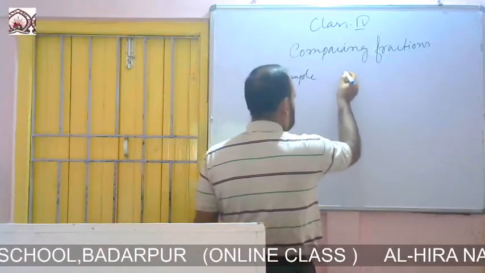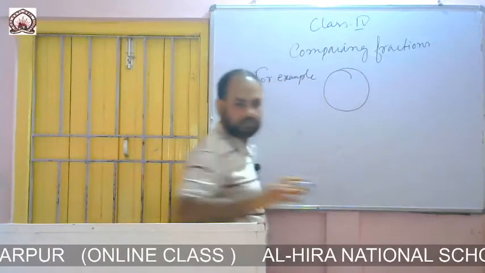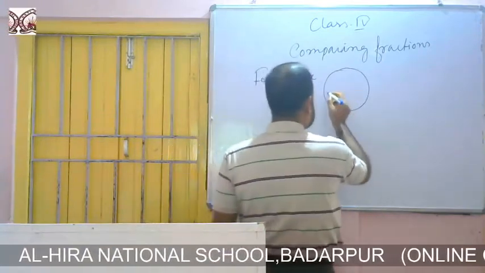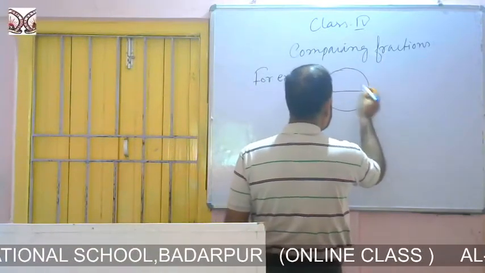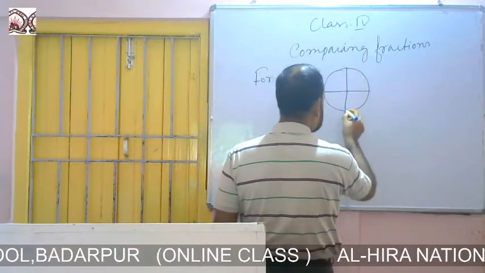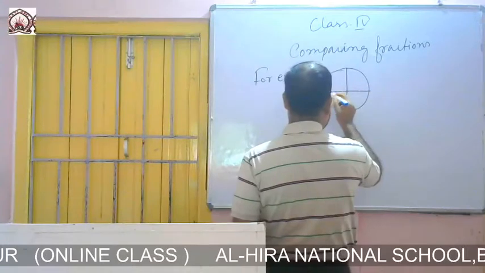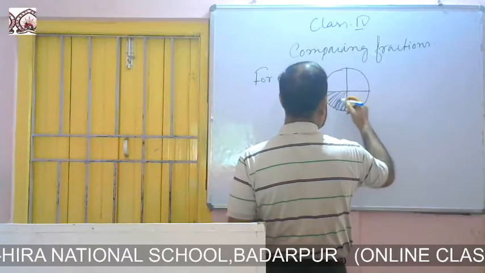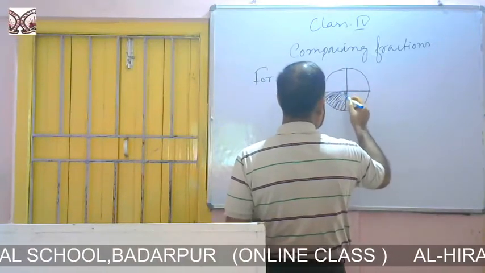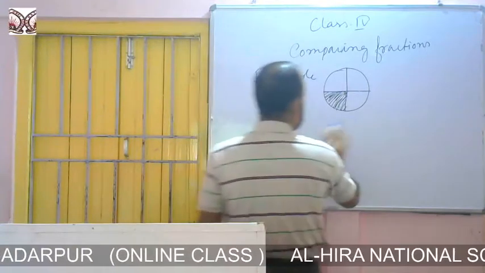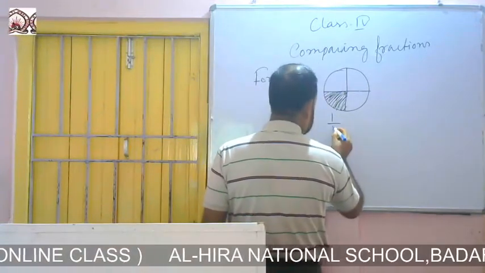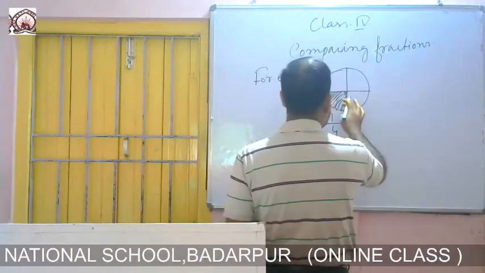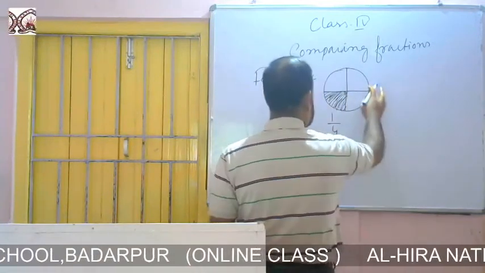we draw a circle. If I divide this circle into 4 equal parts and color one part, we can say 1/4 of the fraction is colored, or a quarter of the fraction is colored. 1/4 means here one part out of 4 parts.